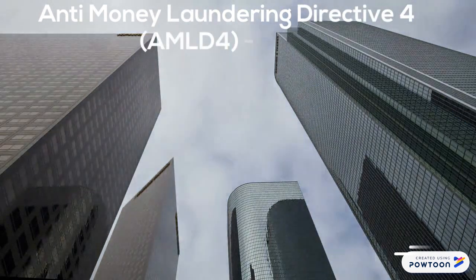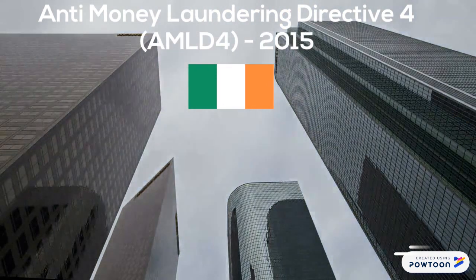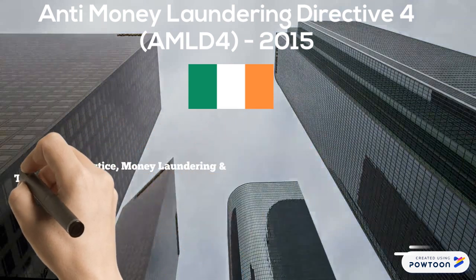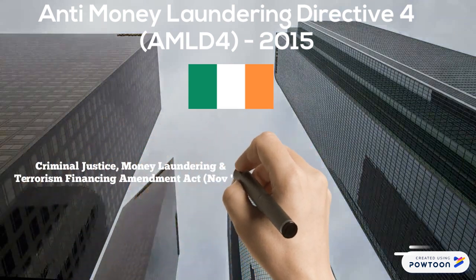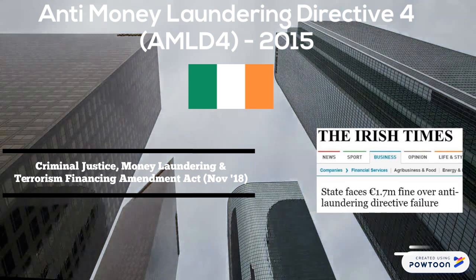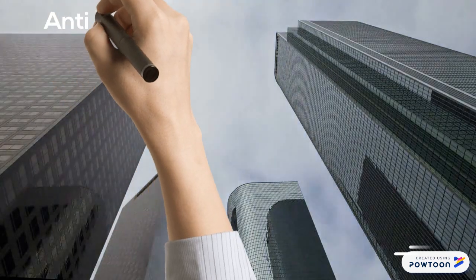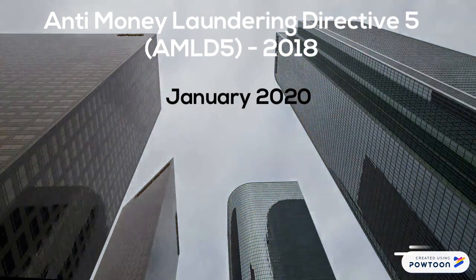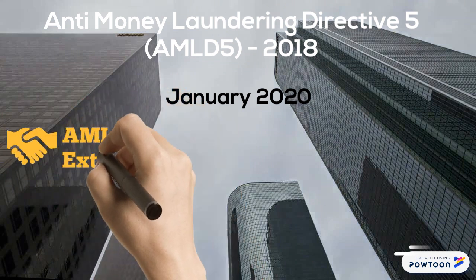The Department of Justice and Equality brought into legislation AMLD5 via the Criminal Justice, Money Laundering and Terrorism Financing Amendment Act in November 2018 in Ireland. However, since this was a delayed implementation, Ireland faces fines of up to €1.7 million. On the 19th of April 2018, AMLD5 was passed by the European Parliament. The Member States need to be compliant by January 10, 2020. The directive is an extension addressing the components that were lacking in AMLD4.